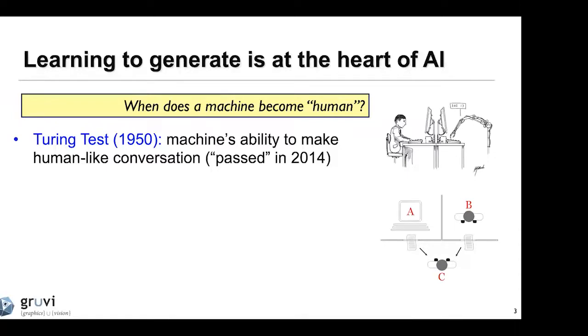I guess there probably are many possible answers. What I want to first do is make a point that I believe that learning to generate actually lies at the very heart of AI. So if you think of AI, one of the most prominent questions is when does a machine become human? So everyone knows the famous Turing test, which is a test of the machine's ability to make human-like conversation. And by and large, the test was regarded as having been passed in 2014. So is this test too easy then?